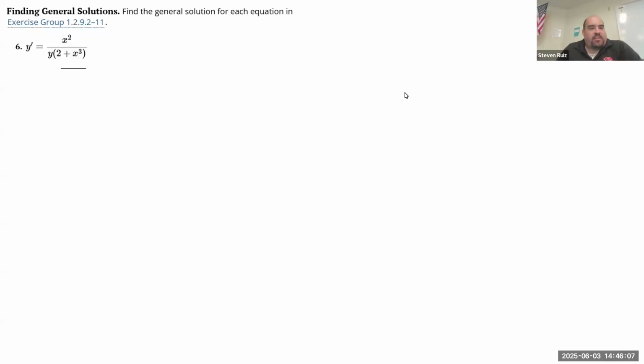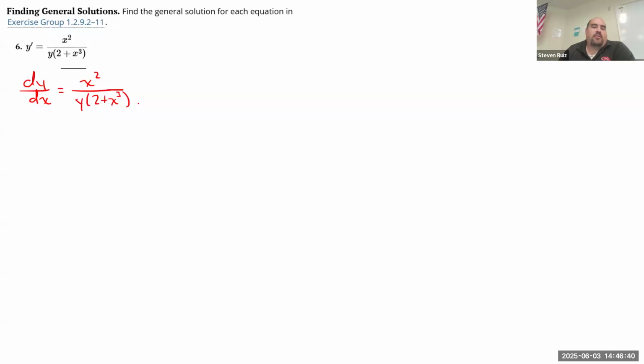All right, let's take a look at the questions I assigned from section 1-2. So this section was all about solving equations where we can separate the variables. So let's look at this one. Looks like our independent variable is x, so I will rewrite y prime as dy/dx. dy/dx equals x squared over y times (2 plus x cubed).